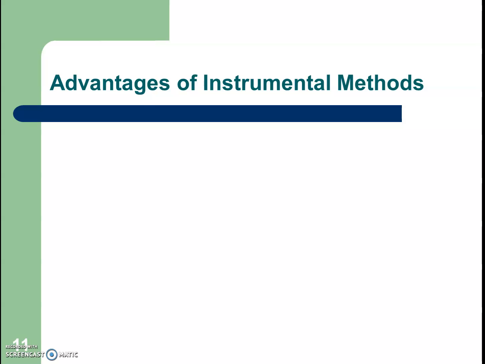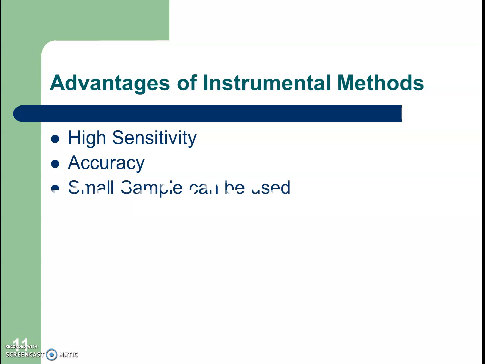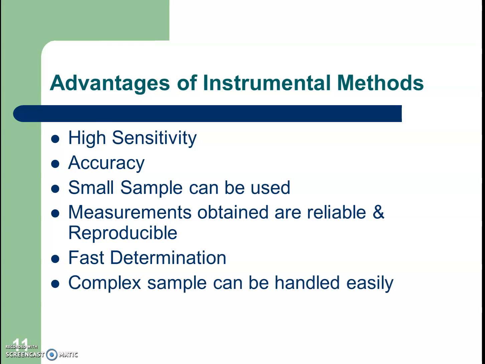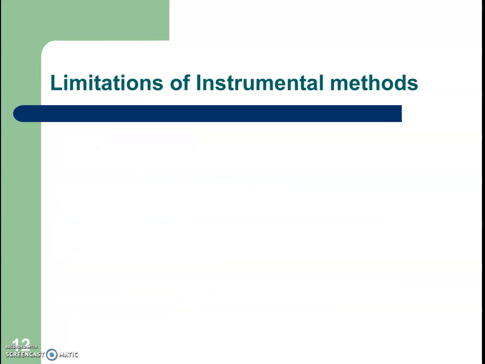Now, what are the advantages of instrumental methods over the conventional methods? The first and most important advantage is high sensitivity and accuracy for the analysis. A small sample can be used for the analysis, measurements obtained are reliable and reproducible, determination is fast, complex samples can be handled easily, and the process can be made automatic.